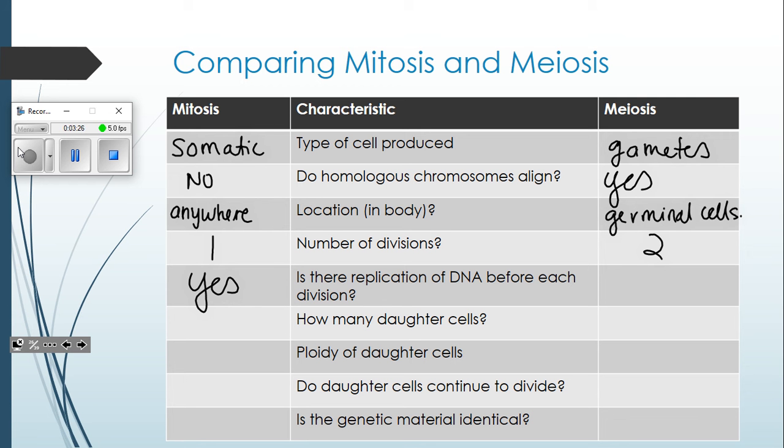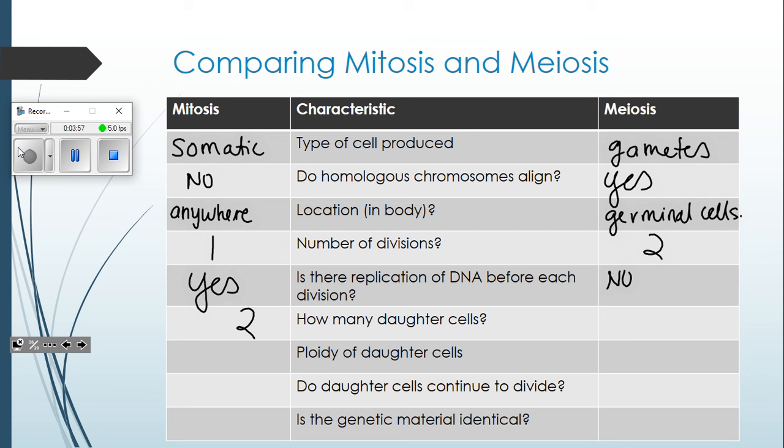But for meiosis, I would have to put no. It's true that before meiosis 1, there is replication of DNA. Look at Mrs. Polgar's gorgeous pictures. Here's G1, there's S, where the DNA is being replicated. Then we go through meiosis 1. But there's no interphase in between meiosis 1 and meiosis 2. So I would have to say no, because it doesn't happen every time, only the first time.